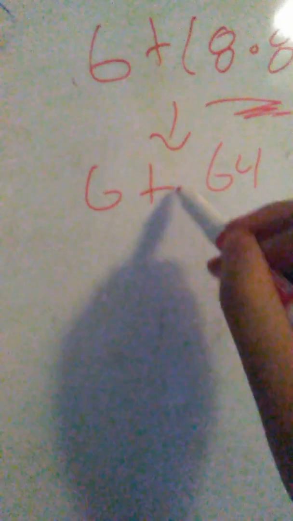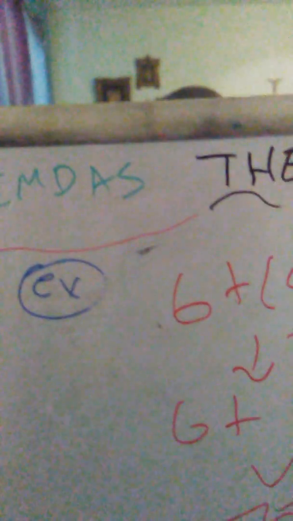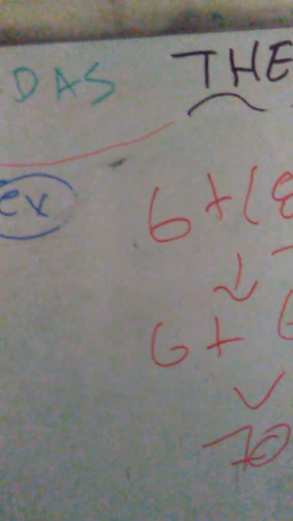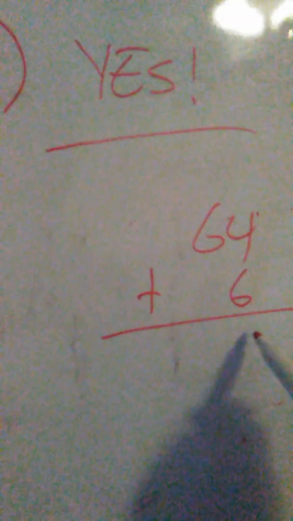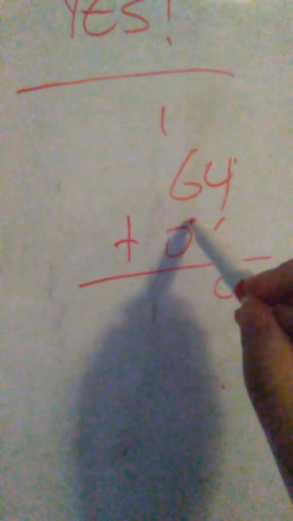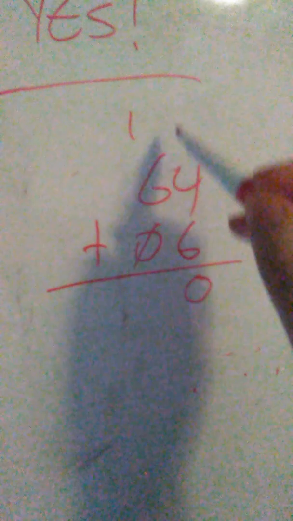And if you want to see that math, you do 64 plus 6. 6 and 4 is 10, carry the 1, there's nothing to add here, we can just put a 0 there, so 6 plus 1 is 7, so you end up with 70.